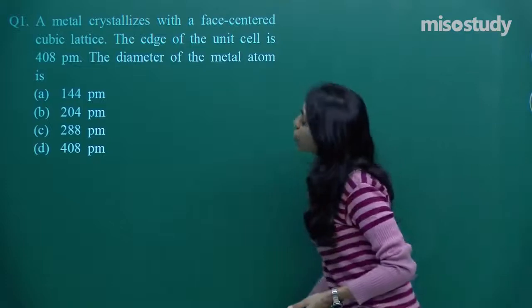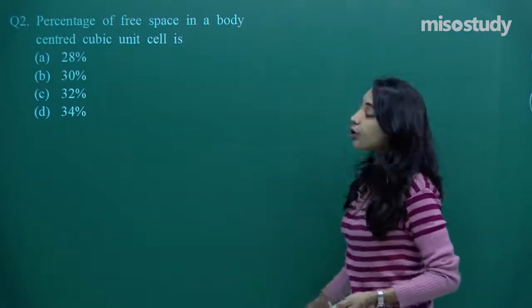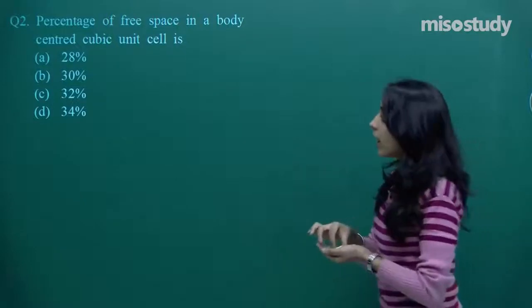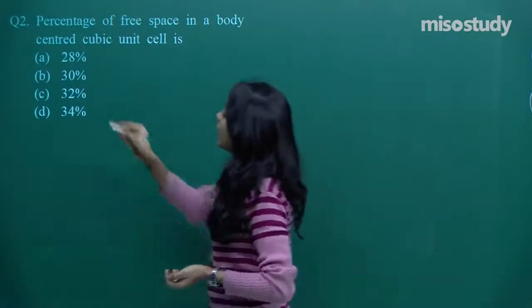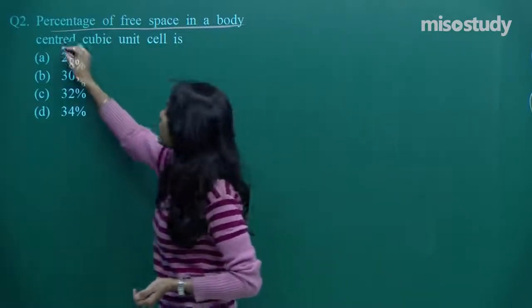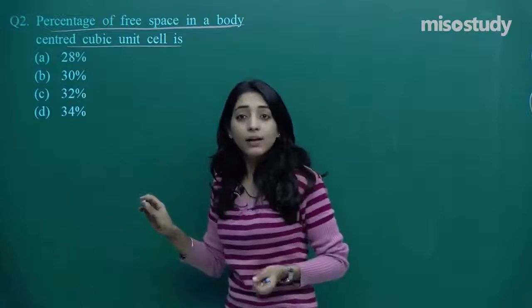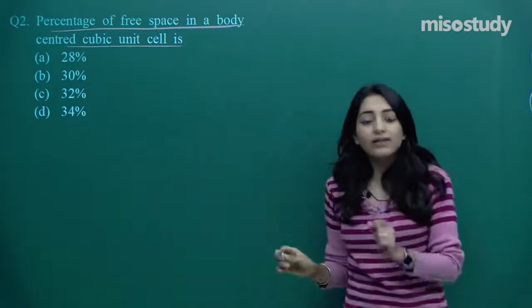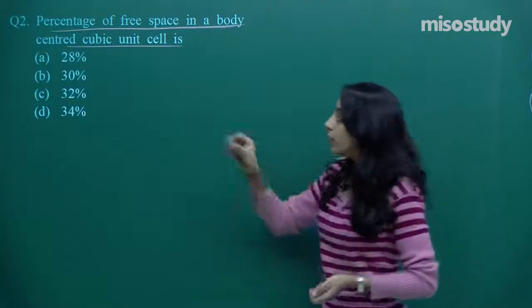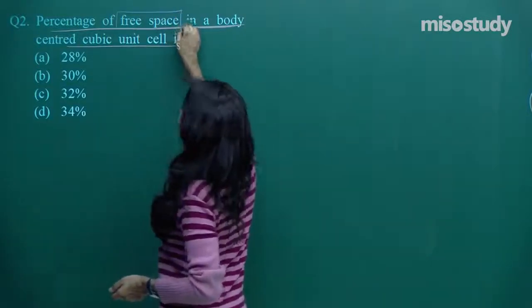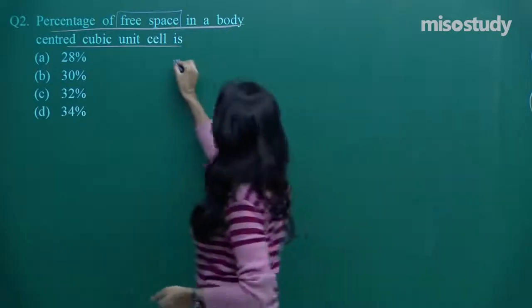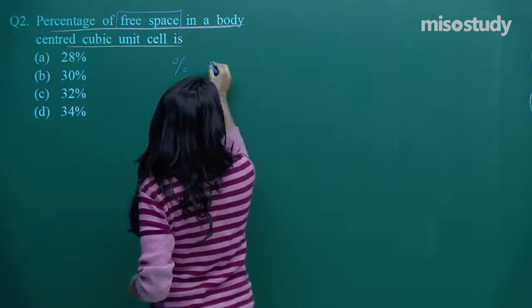Okay, so coming to the second question, let's read it very patiently. The question says: the percentage of free space in the body centered cubic unit cell. First I'll tell you the answer very quickly and then we'll go into the detailed form of the answer. You need to calculate the amount of free space in the body centered cubic unit cell. Do you remember what is the percentage efficiency?